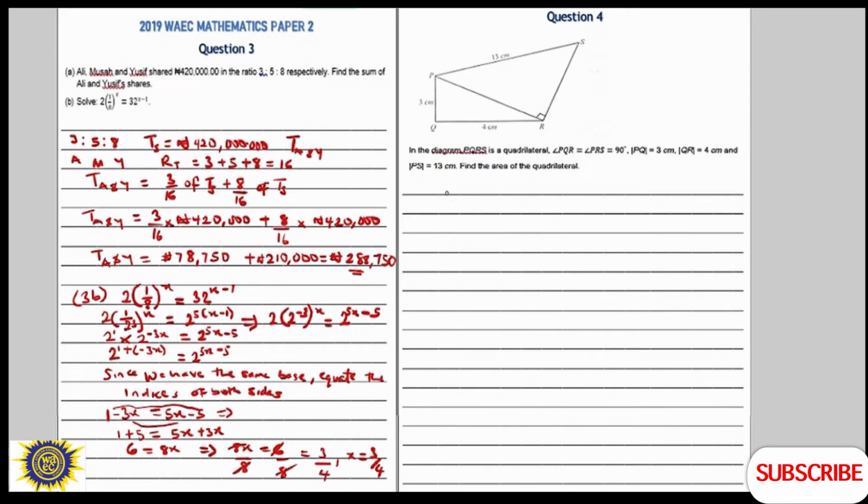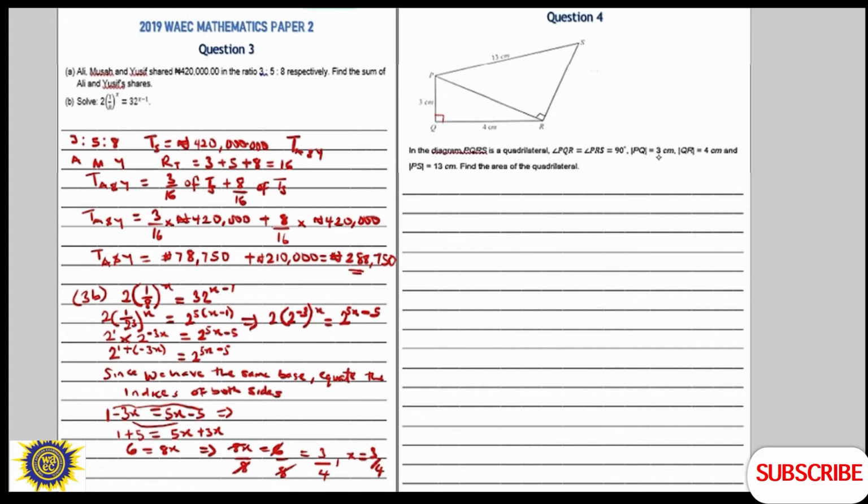So now, let's move to question number 4 here. Question number 4 says that in a diagram, PQRS is a quadrilateral. You can see it has 4 sides, 1, 2, 3, 4. Side PQ, QR, RS, and PS. And angle PQR is 90 degrees, equal to angle PRS equal 90 degrees. If this one is 90 degrees, this also is 90 degrees.